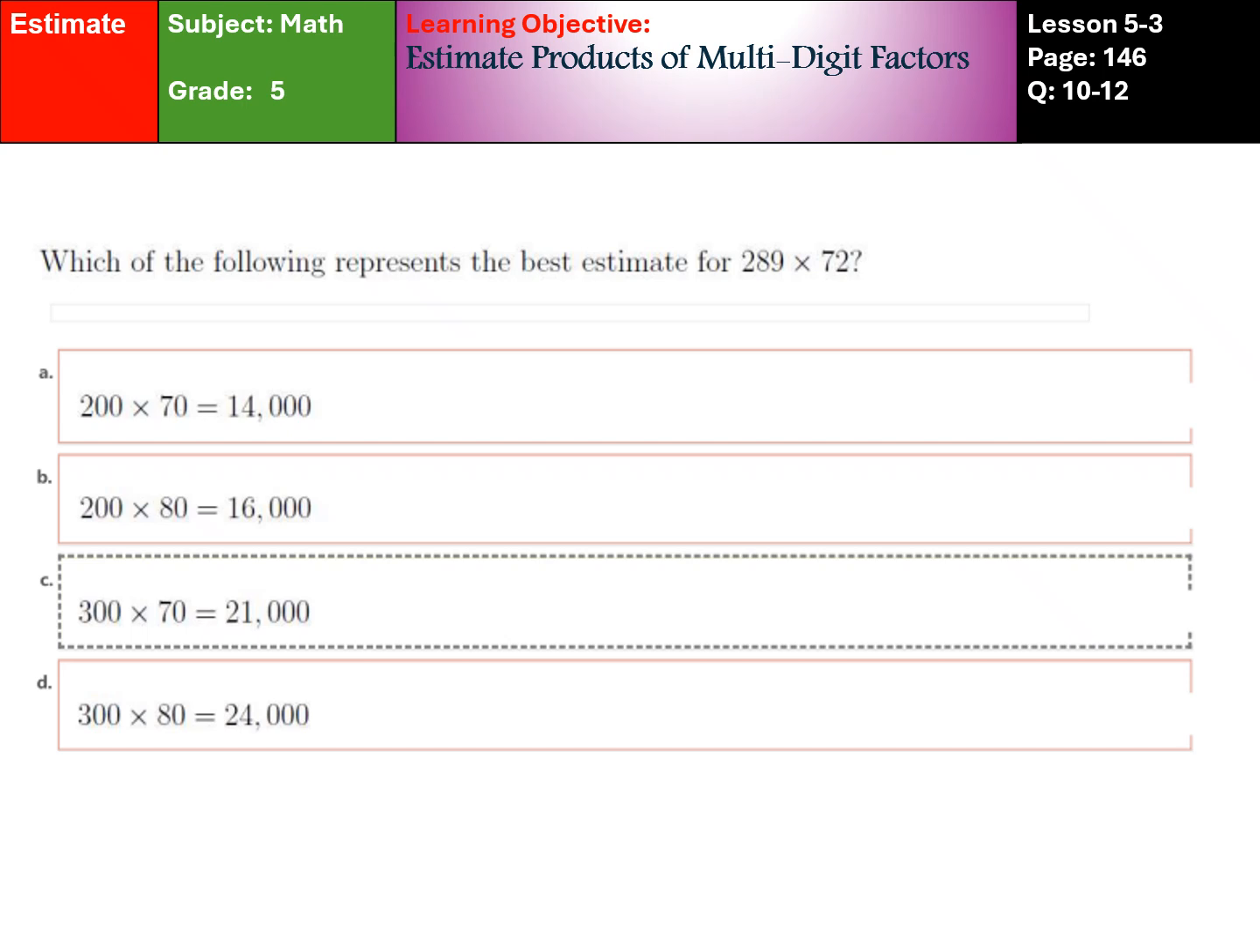Which of the following represents the best estimate? 289 is closer to 300 and 72 is closer to 70. So 300 times 70. 200, no. 72, option C is closer to 70 as compared to 80. So I will go with option C.